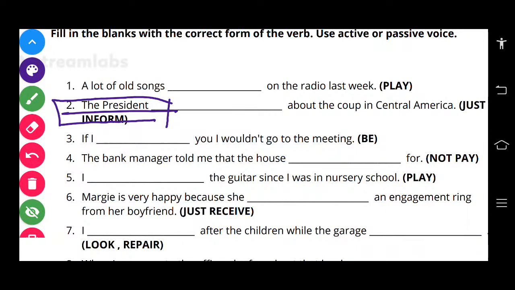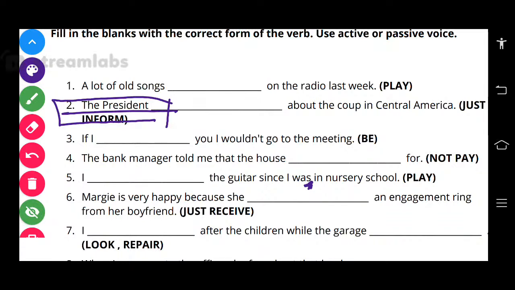But it's not just informed. The president has just informed. Here just is an adverb. By this adverb, we can understand that the action has completed recently. In the first sentence, by the adverb last week, we thought that was a completed action. That is why we use the second form.